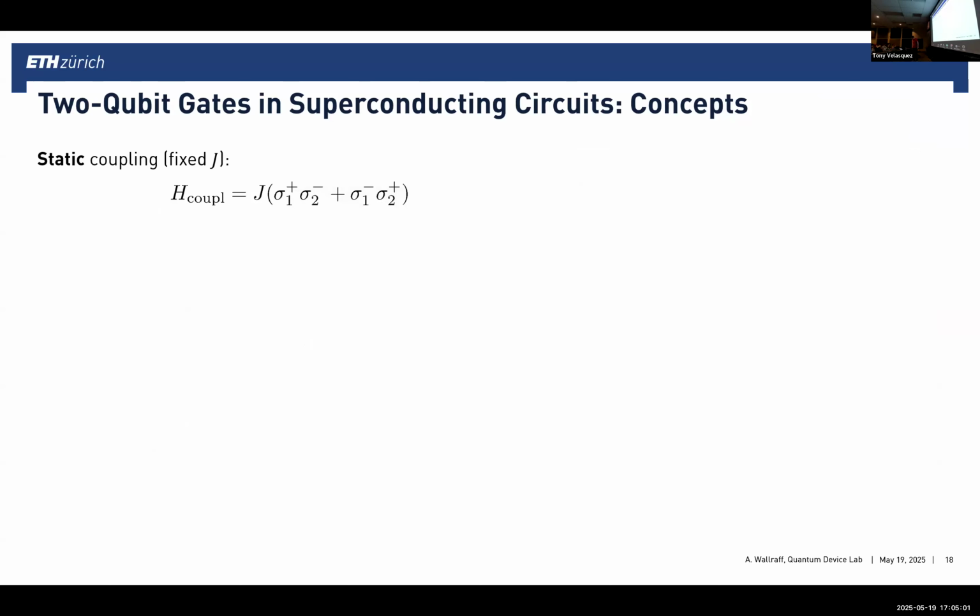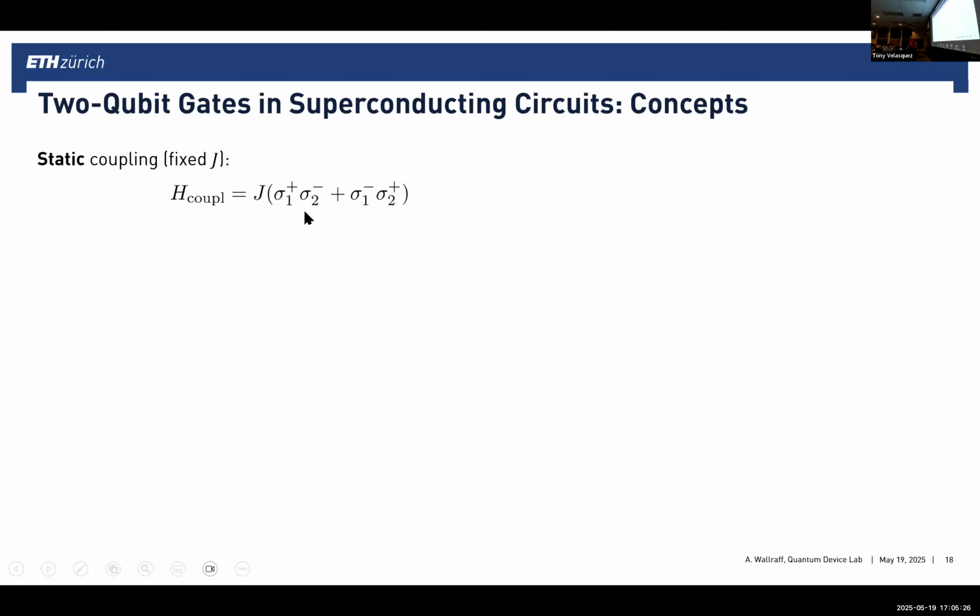Good, and so this is supposed to be about 2 qubit gates. So I'll tell you a little bit about how you realize 2 qubit gates. So if you look at a coupling Hamiltonian between 2 different qubits, it's written down here in a specific form.